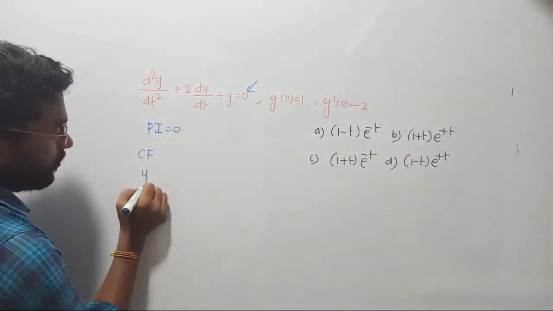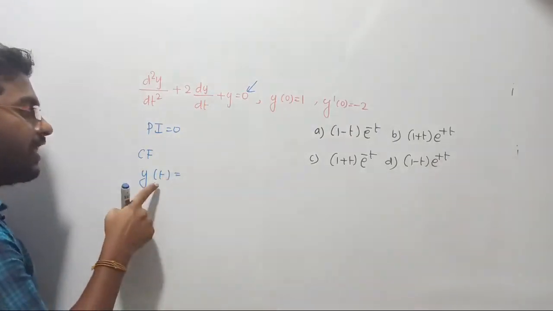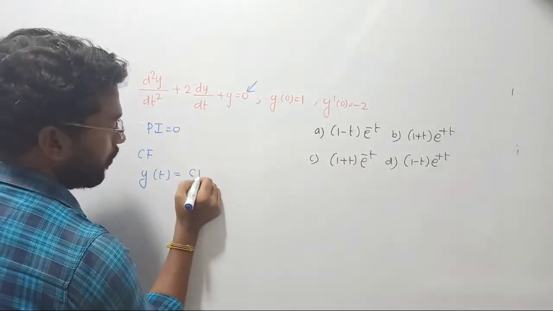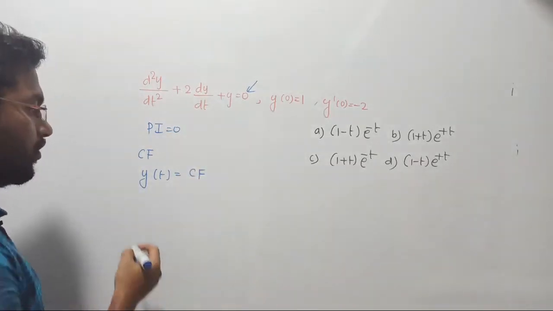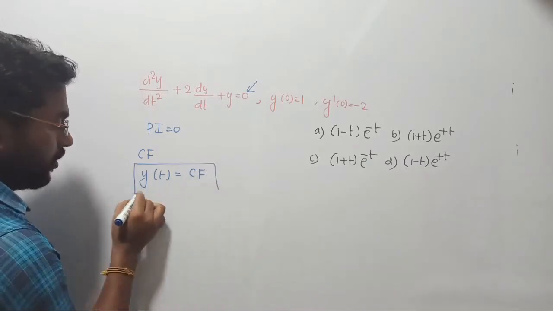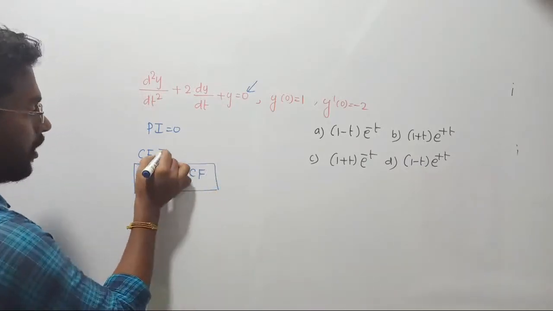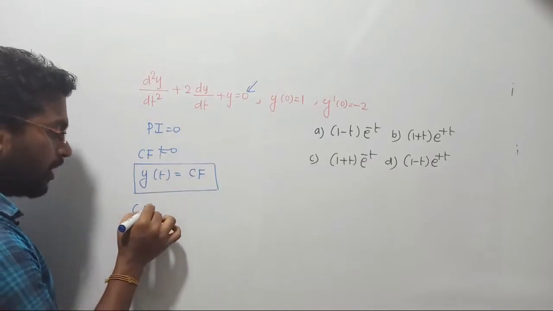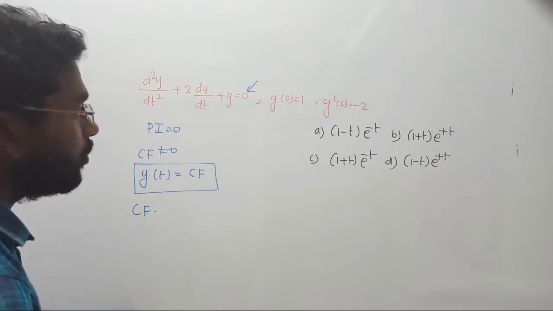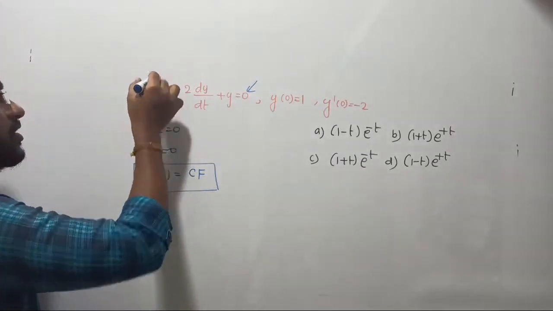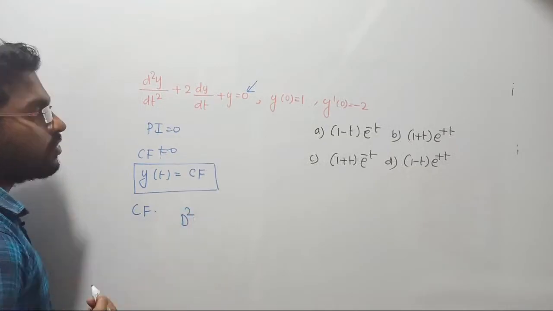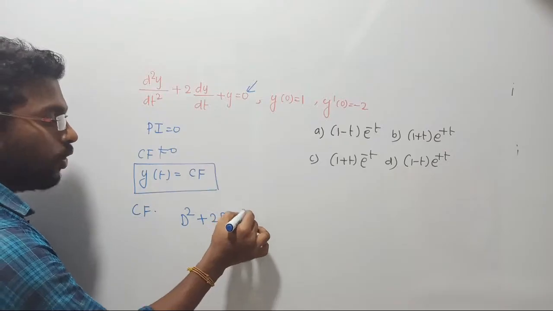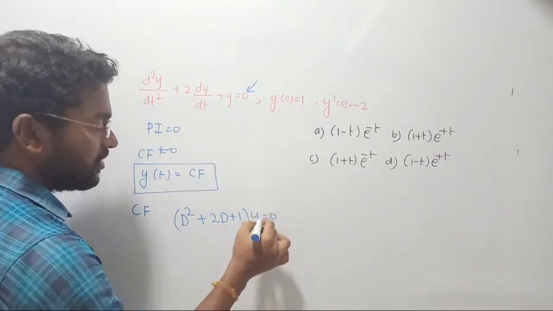So the net solution can be written as y of t, where t is the independent variable and y is the dependent variable, equal to only the complementary function, as the particular integral is going to be 0. Now our target is to obtain the complementary function. In order to obtain it, first we should write the characteristic equation for the system. It can be written as D square plus 2D plus 1, the common variable being y, and we equate it to 0.